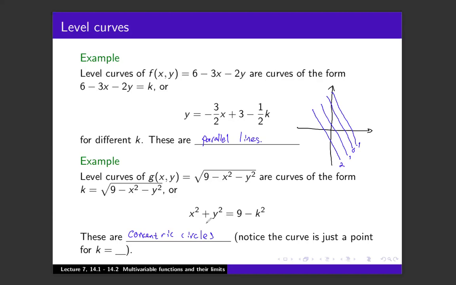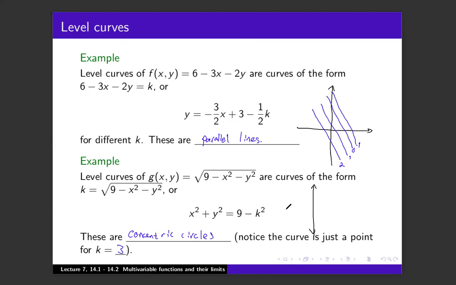and 0, well, then we're not in the function's range anymore, are we? Because we can see that this function can only be positive, or at least non-negative. So the smallest thing that k can be is 0. The biggest thing that k can be is 3. And these curves are going to form these concentric circles.